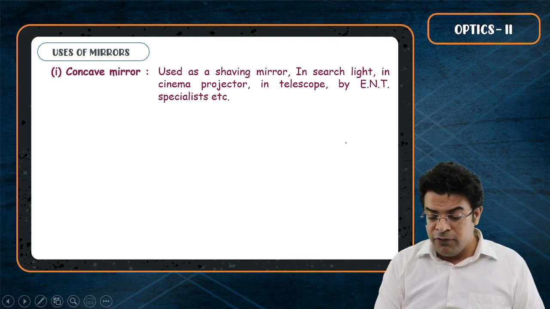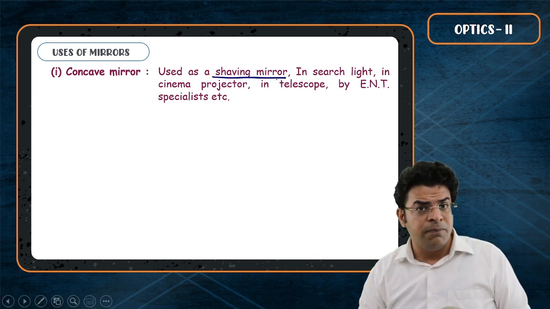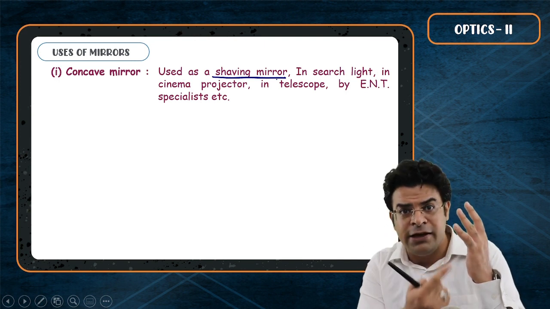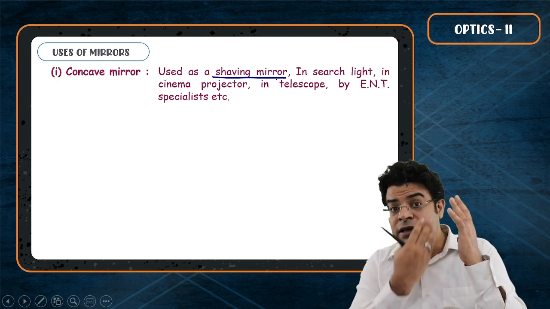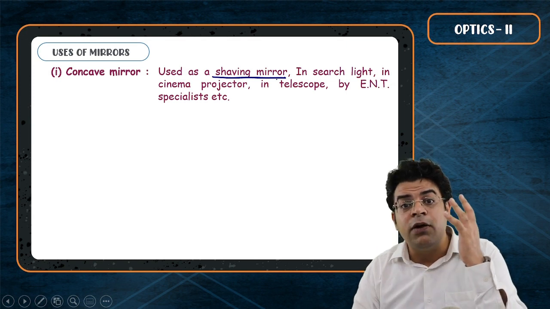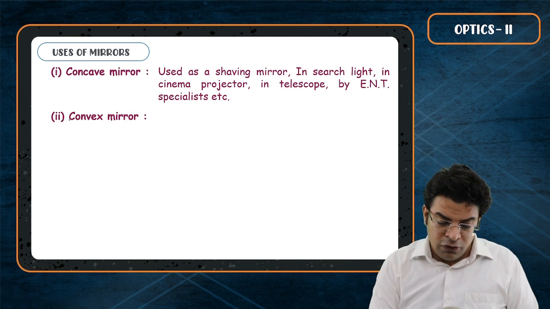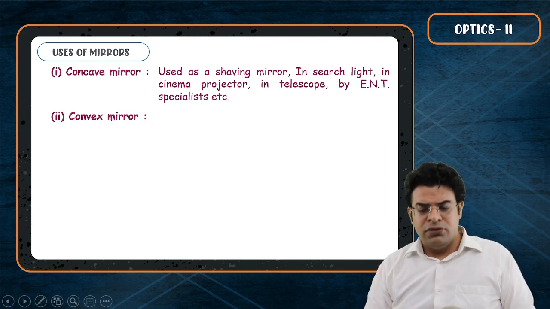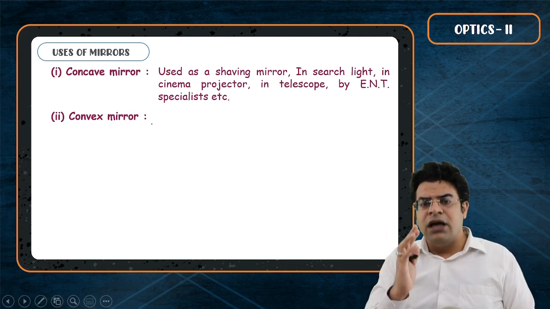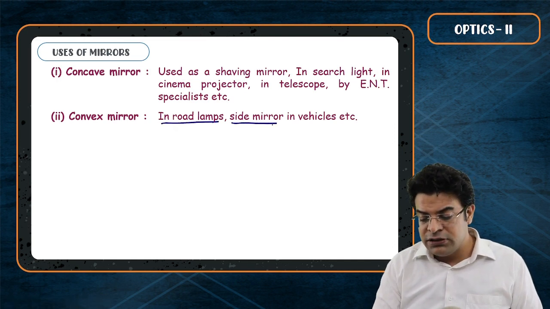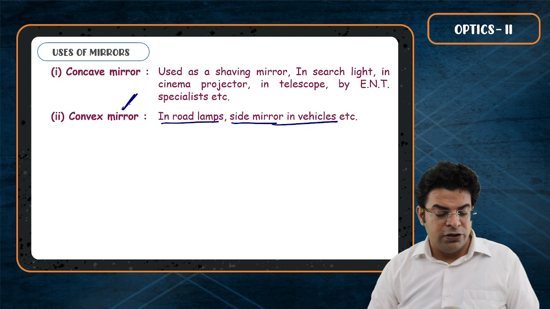Convex mirror always forms a diminished image for any real object. So concave mirrors are used for shaving mirrors. But to use the shaving mirror to get the virtual magnified image, it is compulsory that the object must be within the focus of the mirror. Where do we use convex mirrors? The rear view mirrors in our cars are convex mirrors. So in road lamps, in side mirrors in the vehicle, we use convex mirrors.